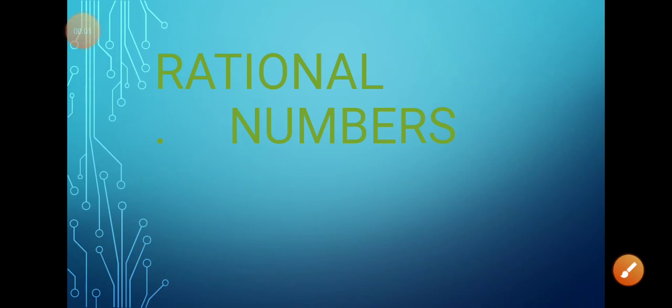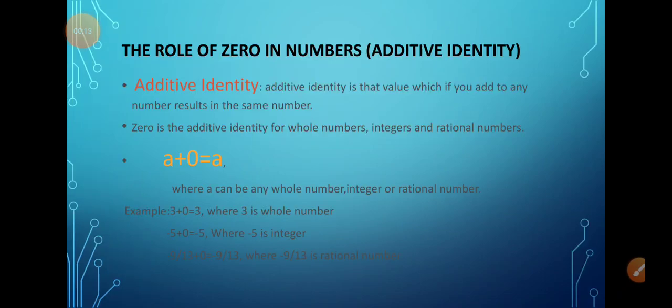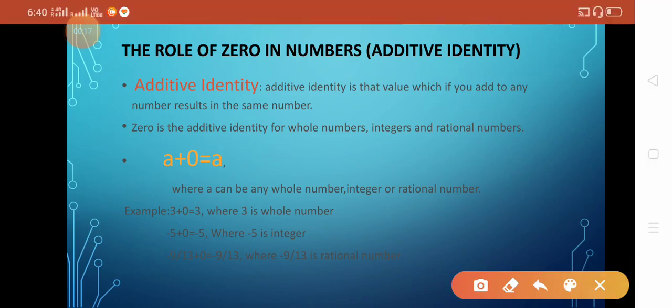Good evening, students. In this session of rational numbers, we are going to study some important terms that are related to numbers. So let us start. The first term is additive identity.